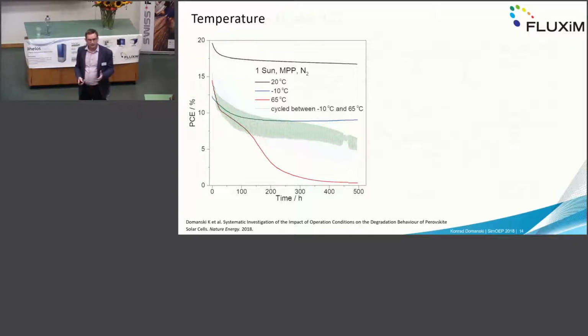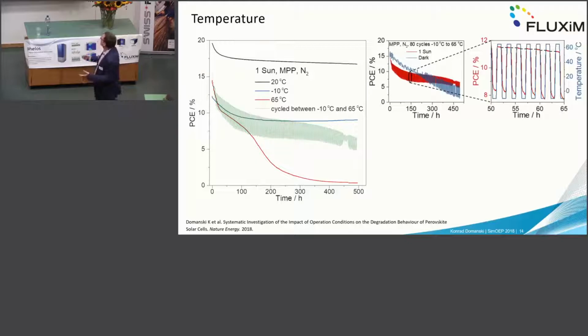And then the next thing we asked ourselves is, what if we cycle the device between minus 10 and 65? Is there some temperature fatigue? But in fact, the device that was cycled degraded less than the device that was kept at 65 degrees. And when we zoomed into the curve, it turns out that the sustained degradation is only experienced when the device is at 65 degrees, and at minus 10 we have those long transients because the maximum power point changes and the ions have to rearrange a little bit.